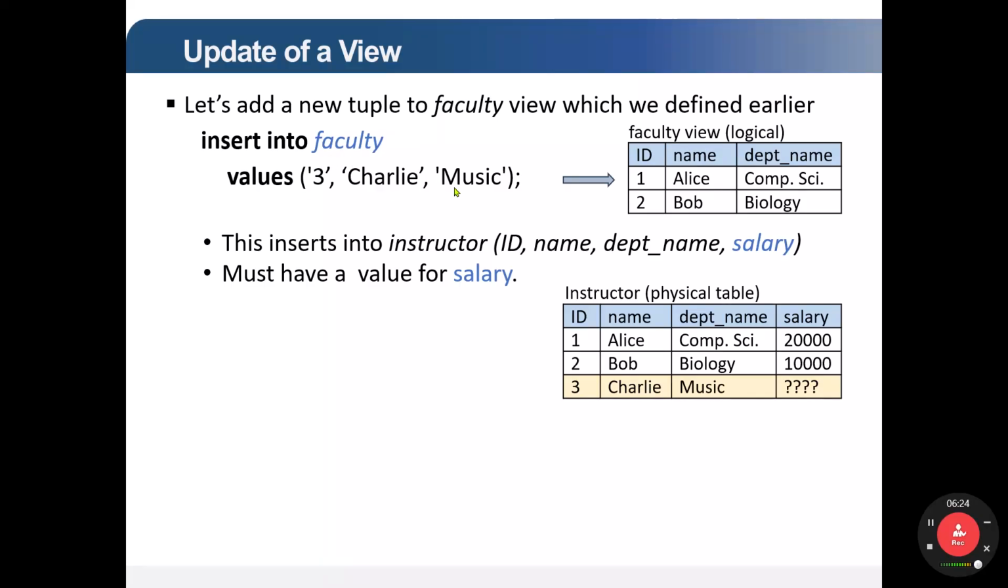So when you insert a record into a view, what happens inside the DBMS is that this data will actually be inserted into the instructor table, the physical table. We have a problem. This view doesn't have a salary column, so you are allowed to insert only 3 values into this faculty view. So you are not allowed to insert the salary of this instructor into the faculty view. Then what should we do for the salary column? We do not know the salary of this new instructor named Charlie. So the DBMS will insert a null value into this salary column.